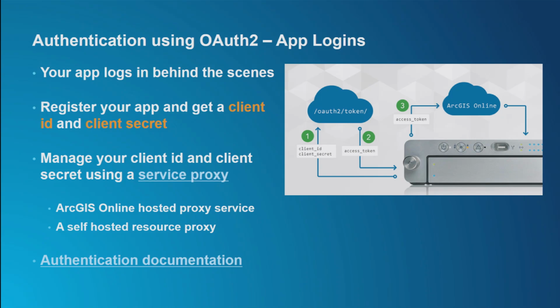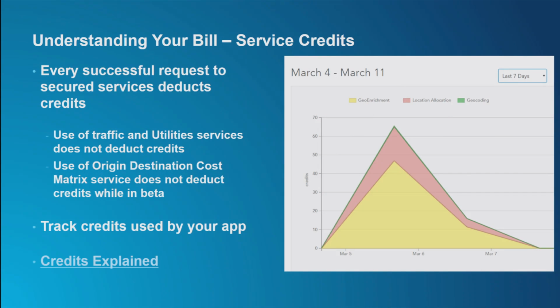Now, there are two ways of using service proxies. You can use an ArcGIS Online hosted proxy. That way you don't have to deal with any web servers or hosting those proxies on your own. Or you can self-host your proxy on a web server of your own, and then you can put your client ID and client secret in that self-hosted proxy. The link here provides samples on GitHub for the self-hosted proxy. There are samples in PHP, .NET, and Java. So depending on the web server that you're using, you can host this proxy on your own. So that's how you get the token.